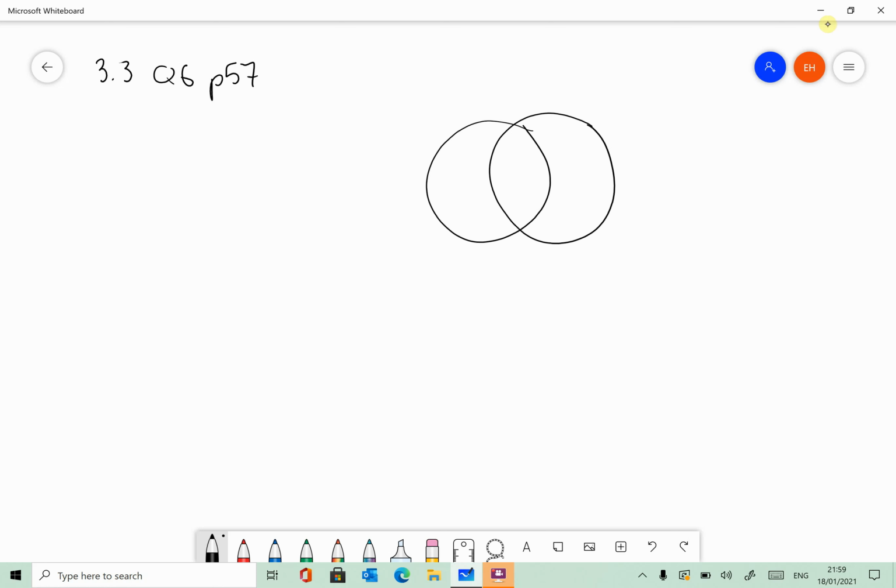So this is 3.3, question 6. It's on page 57, and you're given a Venn diagram containing two circles, and it's 14, 9, and 8. We call this set over here A, and this set here is the set B. And we're asked to find the size of A. Well, the size of A is everything in this red circle. So the size of A is 23. So part 1, you should have got 23.